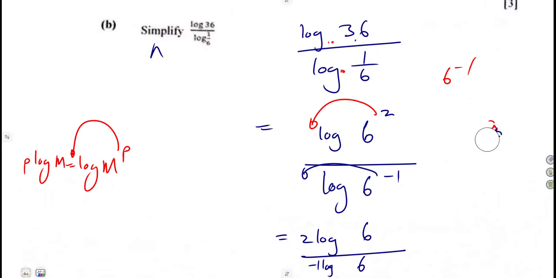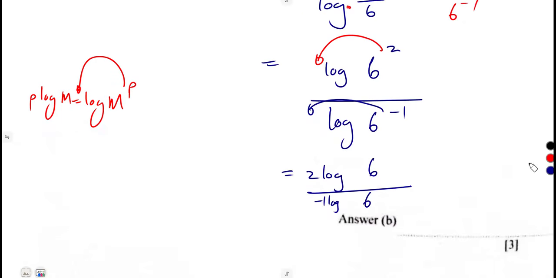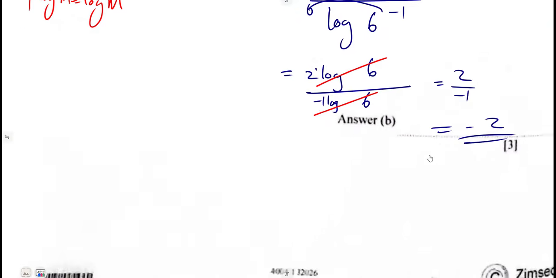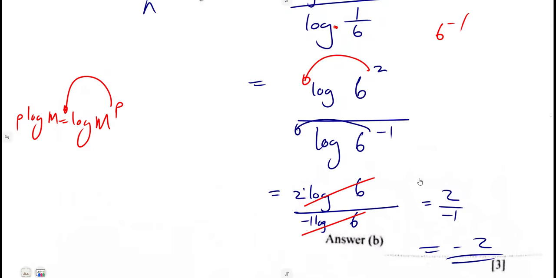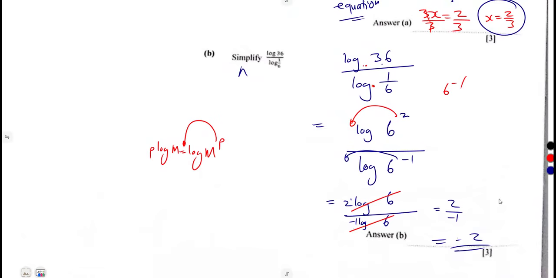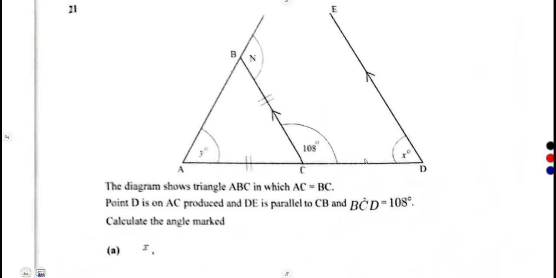So log 6 and log 6 can cancel, as they are the same. You have 2 over minus 1, which is negative 2. So the whole resultant of what we're given here, when it is simplified, gives us negative 2. So that's how you can play around with your logarithms.